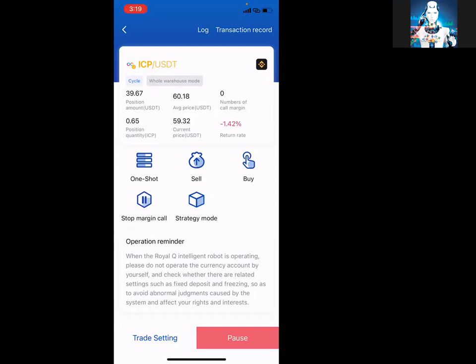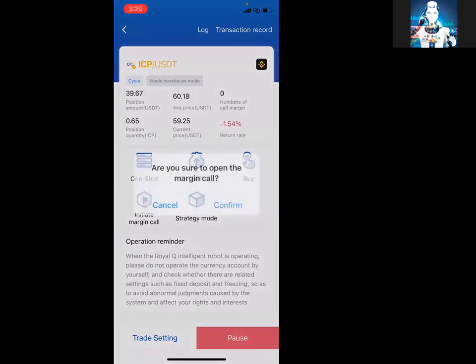If you don't want the robot to be picking margins for you, you can click on stop margin call. I confirm. It will stop the margin call, meaning that the market will just be running with just this position amount. It will never pick margin again for you on this ICP USDT, except if you come over here and click on initiate margin call.